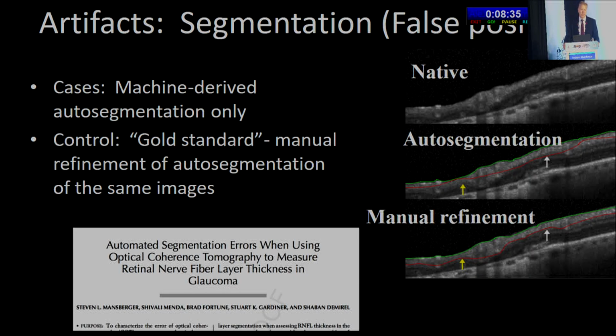But this one can have segmentation errors, something I've been interested in, where the machine will mix up where the nerve fiber layer is. This is a paper that we published which looked at the auto segmentation here. You can see this red line, but it had missed this area here. It thought the thickness was too thin here, and with manual refinement, the thickness actually increased. And what we found is that these auto segmentation errors occurred in a large proportion of patients with glaucoma.